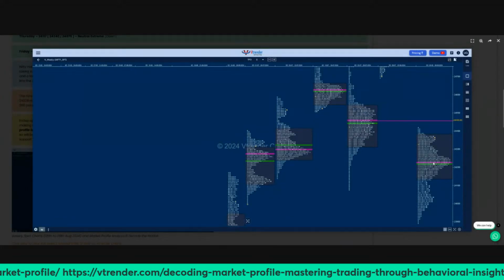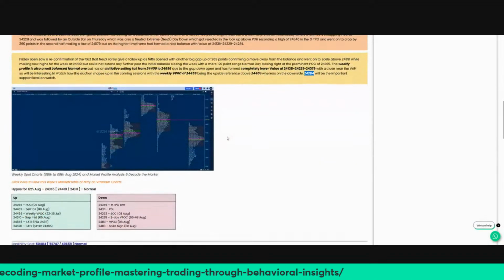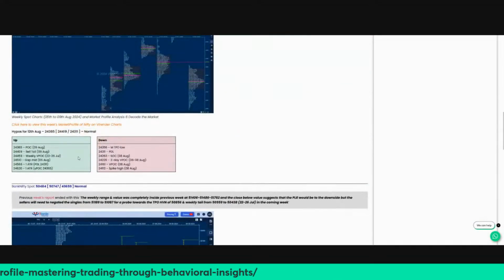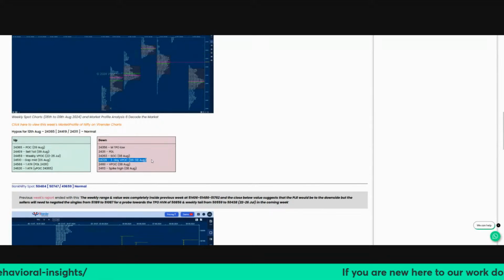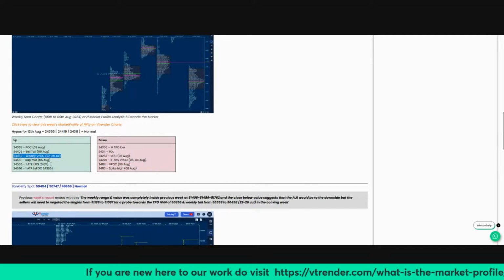And along with the 24284, this prominent POC of 24229 was our lower side objective. So we had those hypos marked for today. You can see how we have the 24229 as our 3-day VPOC as the support on the downside, and on the upside we have the weekly VPOC of 24459.